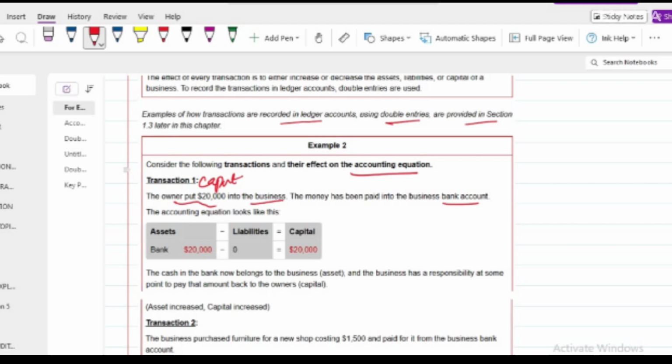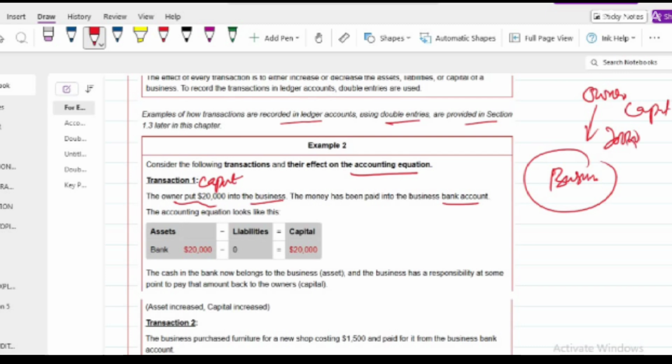This is the business, and the owner injected how much? 20,000. So that means the capital, and this 20,000 is now in the bank account. That is the cash, the asset of the company. If you see here, asset bank 20,000, liability is 0, and the capital is also 20,000. This is the basic equation that you have to remember to understand accounting. Now the cash in the bank belongs to the business, because this is a business asset, and the business has a responsibility for this amount to be paid later on to the owner. So that is the capital. Clear? Okay, fine. Now let's move on.